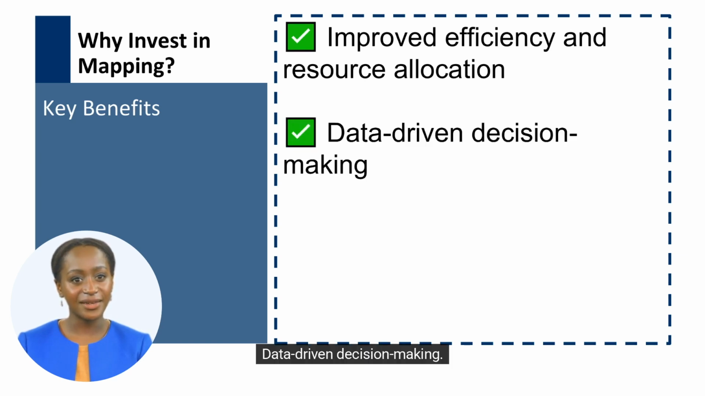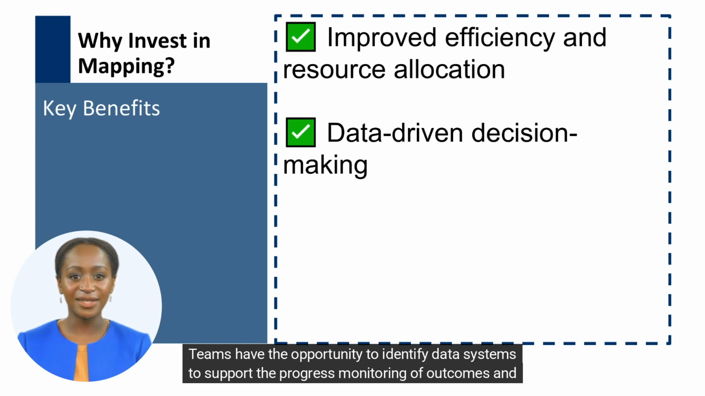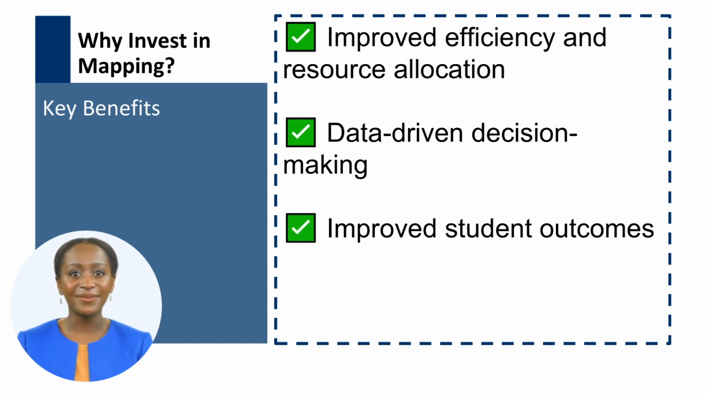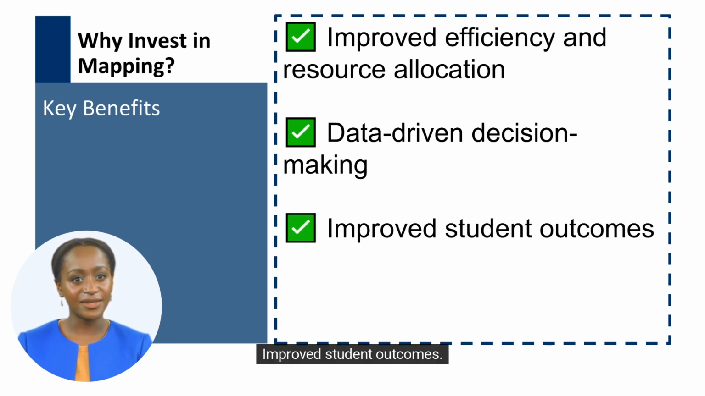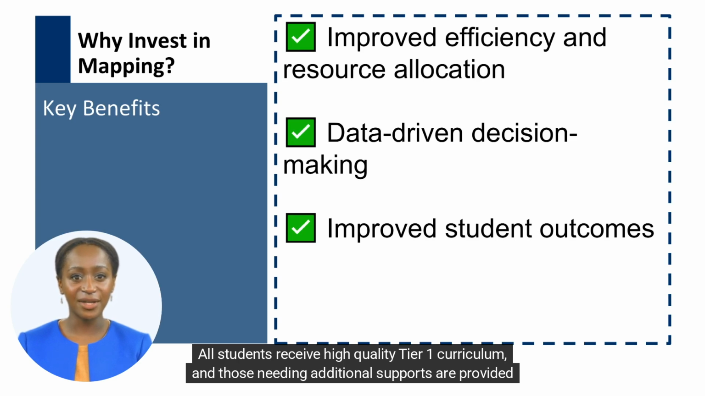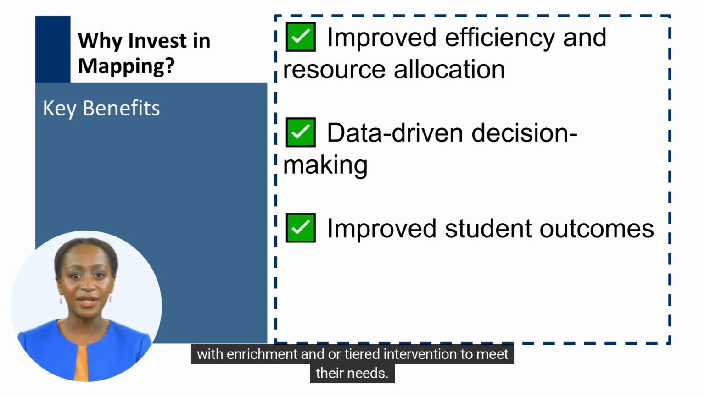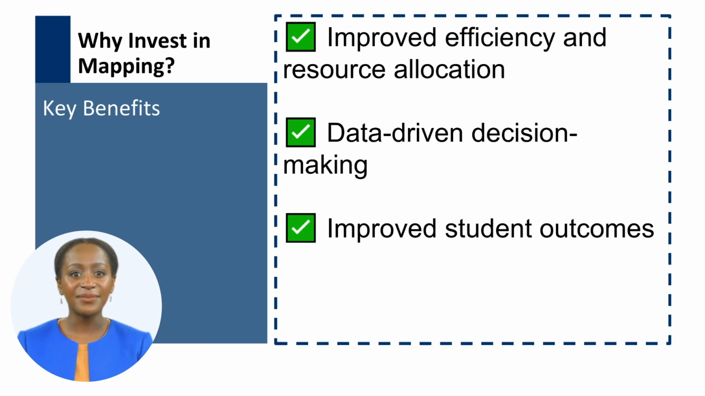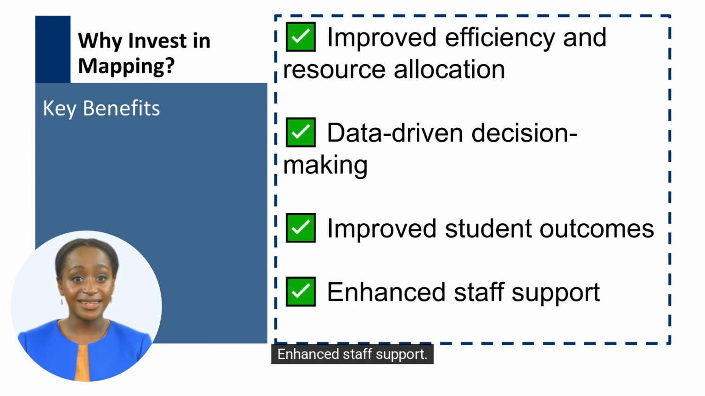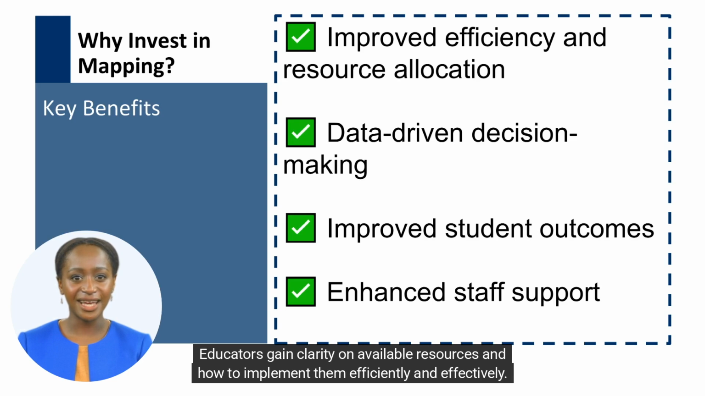Data-driven decision-making. Teams have the opportunity to identify data systems to support the progress monitoring of outcomes and fidelity. Improved student outcomes. All students receive high-quality Tier 1 curriculum, and those needing additional supports are provided with enrichment and/or tiered intervention to meet their needs. Enhanced staff support. Educators gain clarity on available resources and how to implement them efficiently and effectively.